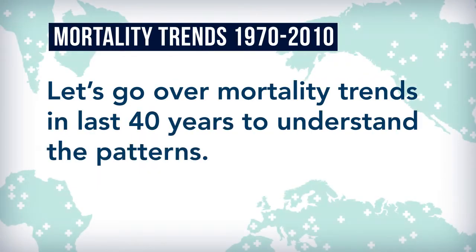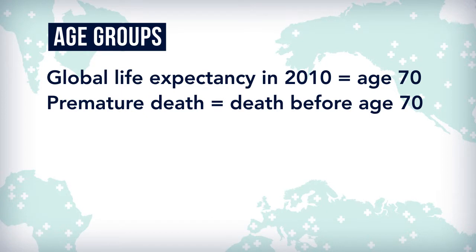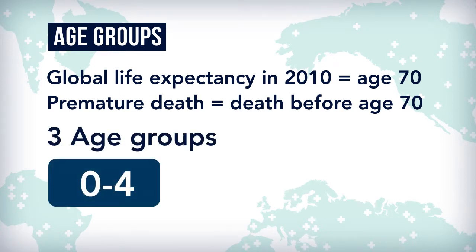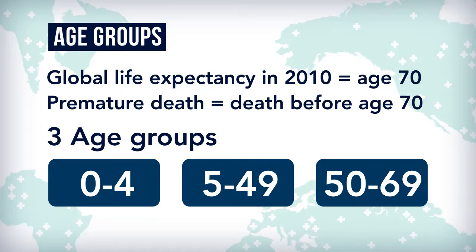Let's start by looking over the mortality trends in the last 40 years to understand the patterns. Now, before we look at these statistics, there are 2 important points for you to understand. First, age groups. Global life expectancy around 2010 was about age 70. So we accordingly define premature death as death before age 70 years. However, we have to consider separately the mortality changes in 3 age groups: 0 to 4, or children, 5 to 49, and 50 to 69, because the predominant causes of death differ very much between these 3 groups.